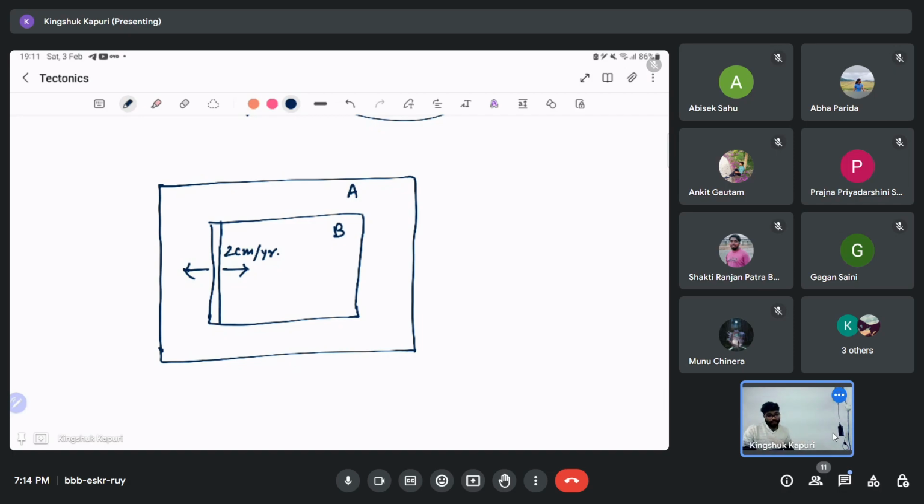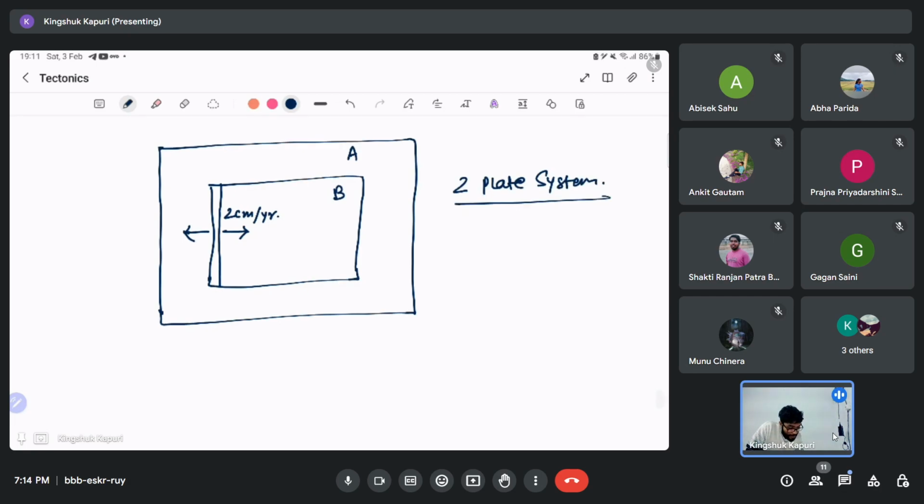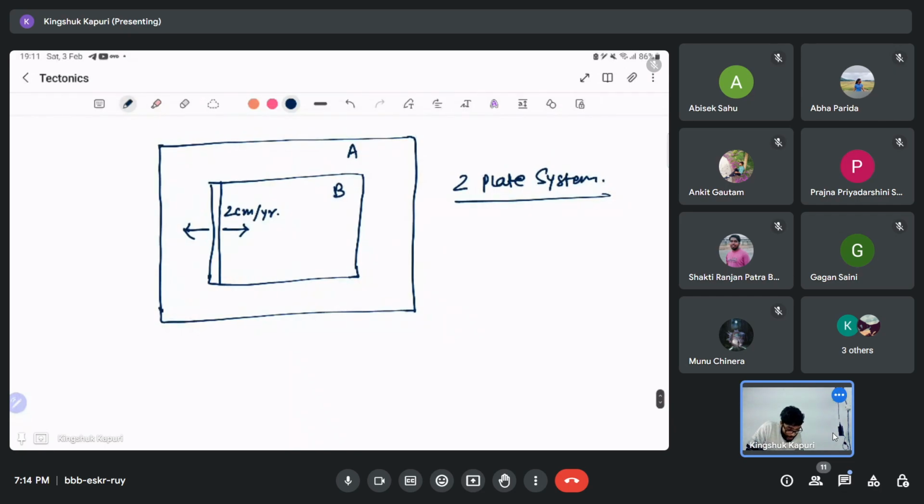Okay, achha, so tell me, this is a two plate system, okay? Plate B is entirely surrounded by plate A, and from the information that I have drawn on the screen, the mid-oceanic ridge means there is a creation of a new plate at 2 centimeters per year. Now my question is, will the plate geometry change?